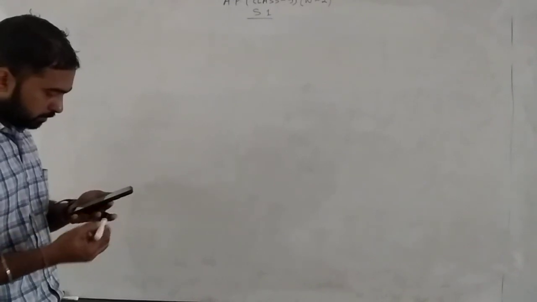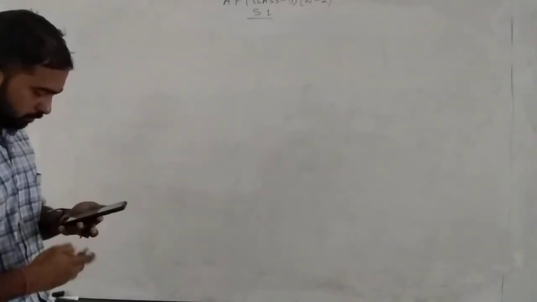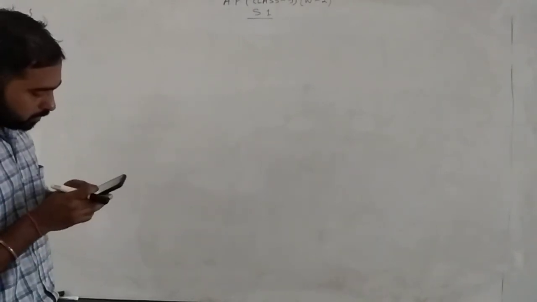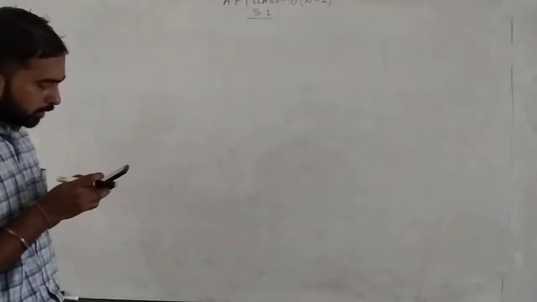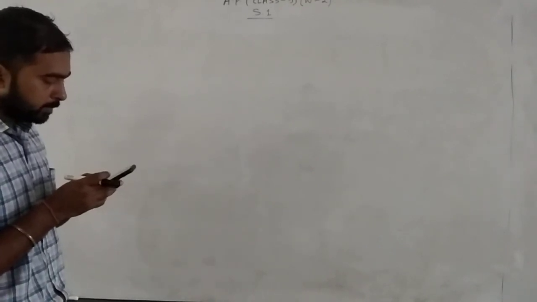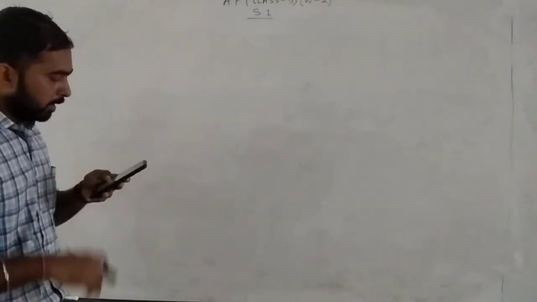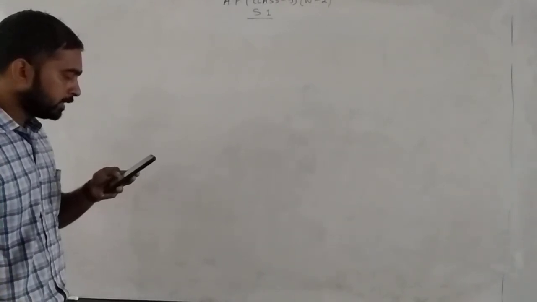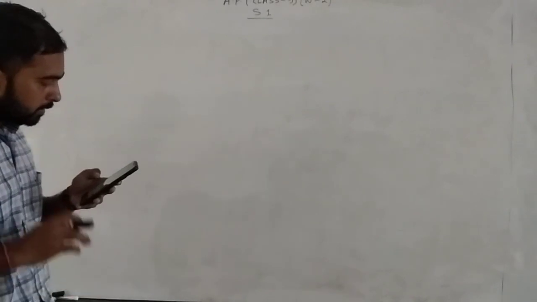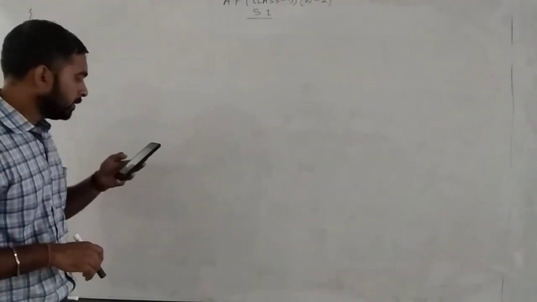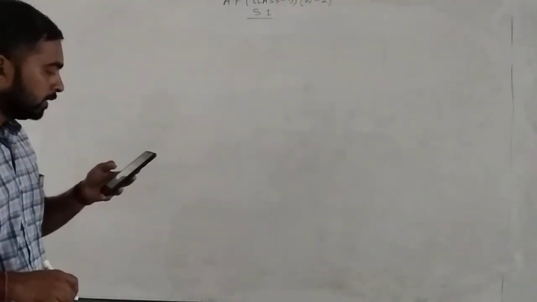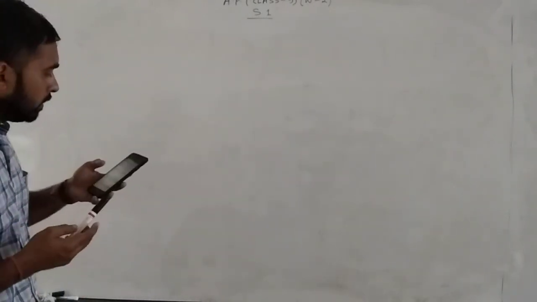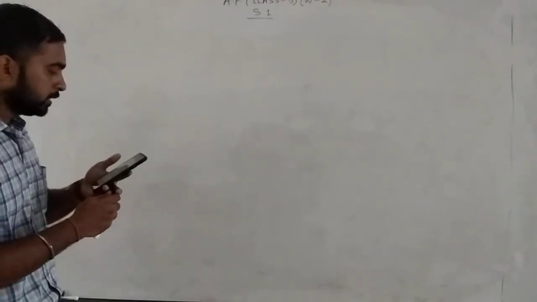Okay, now next question. The first term and the common difference of an AP are respectively A and D. In another AP, the first term and the common difference are respectively A dash and D dash. If S m equal to S dash m, then prove that m equal to 1 plus 2 into A minus A dash by D dash minus D.